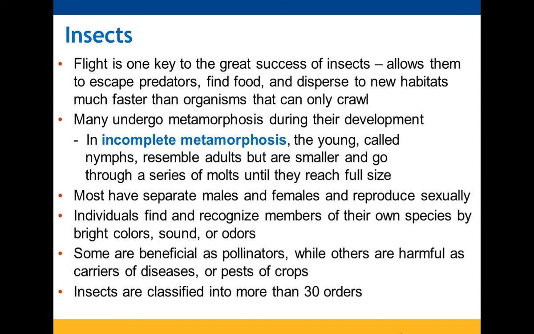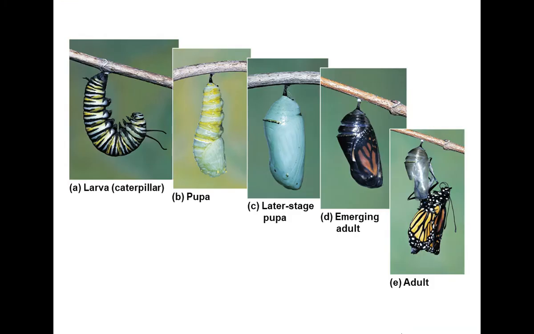Flight allows them to escape predators, to get food, and to move to new habitats way faster than those that can only crawl. They often undergo metamorphosis. Some of them go through incomplete metamorphosis. Most have males and females that reproduce sexually. They are able to find each other through their senses. Some can benefit us as pollinators, while others are harmful. There are over 30 orders of insects. So that's an example of that incomplete metamorphosis they were talking about.